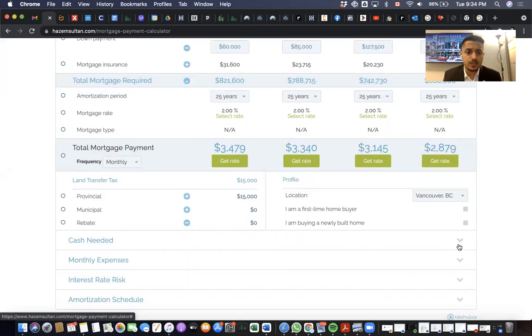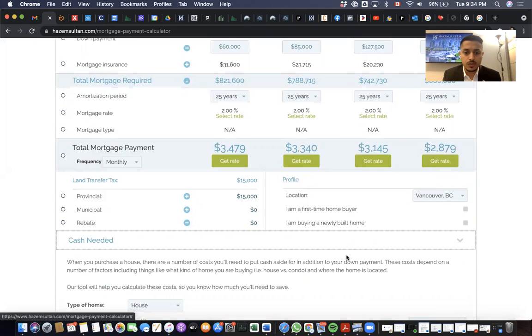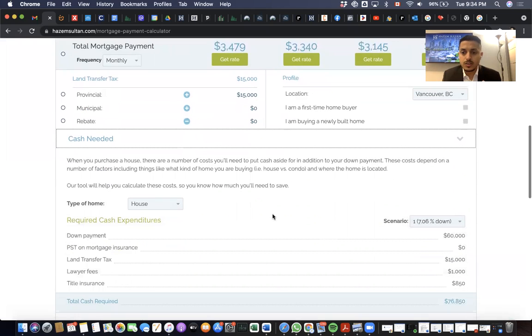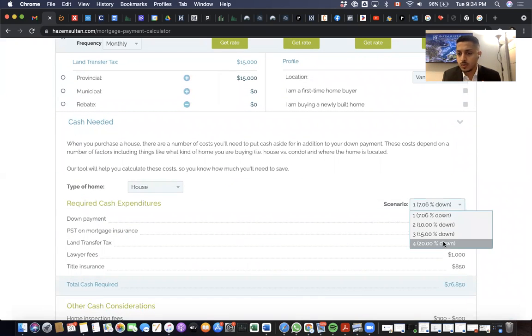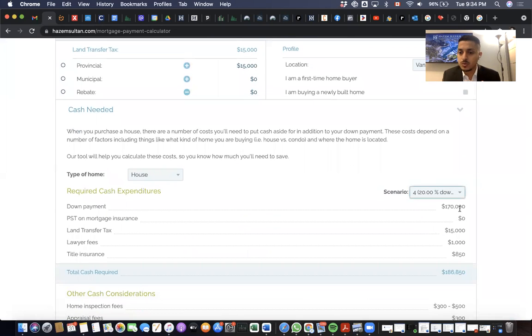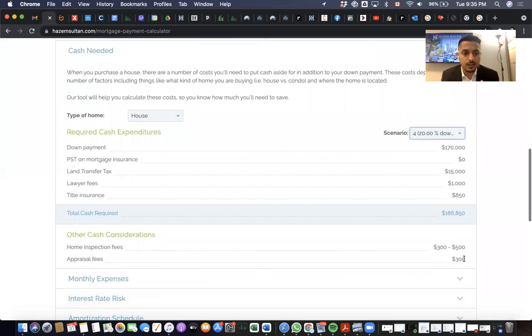And the next section here is cash needed. The nice thing about this calculator is it shows you everything. So let's say we're going with scenario 4, 20%. It's going to show you, okay, the down payment is 170,000. The land transfer tax, which is the PTT, is 15,000. Lawyer's fees is around 1,000. Again, it hovers around 1,000. It could be a bit more. I've never seen it less. Honestly, it's about 1,000 to maybe 1,500 that I usually come across. Title insurance as well, that would be another cost. Usually it's just part of the mortgage amount.